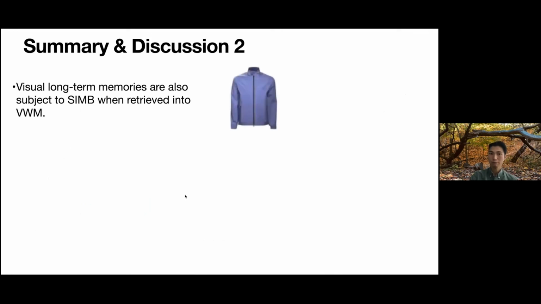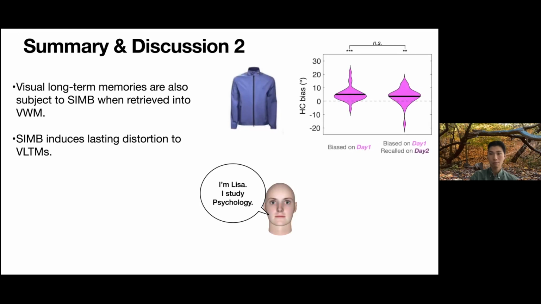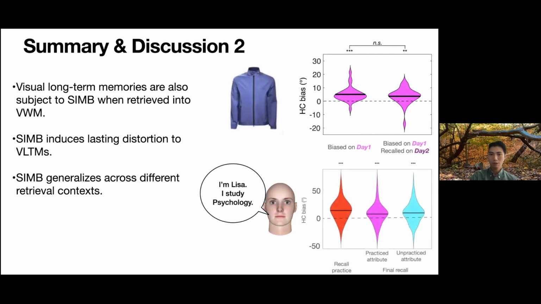So just to summarize, long-term memories are also subject to the SIMB when they are retrieved into working memory. It happened with the real world objects and also a human face profile. And the SIMB, once induced, showed a lasting change to that long-term memory. Furthermore, the SIMB seems to generalize across retrieval context. Right? Once your memory representation is distorted, no matter how you access it, that information remains distorted.